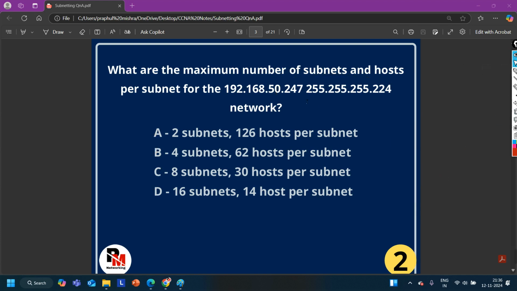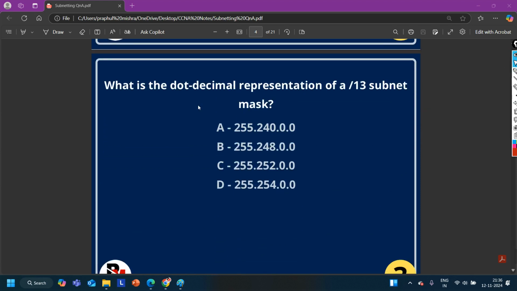It's easy, right? 2 raised to h minus 2. In this formula you can put the host bits, right? Total length 32, and out of that you can see the subnet mask. 3 bits you have borrowed, 3 plus 24, 27, right? So 2 power 6 minus 2.